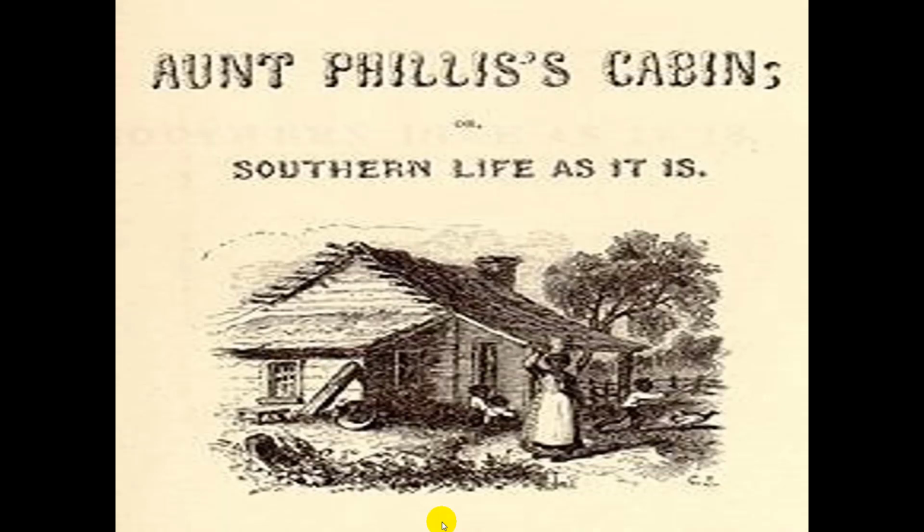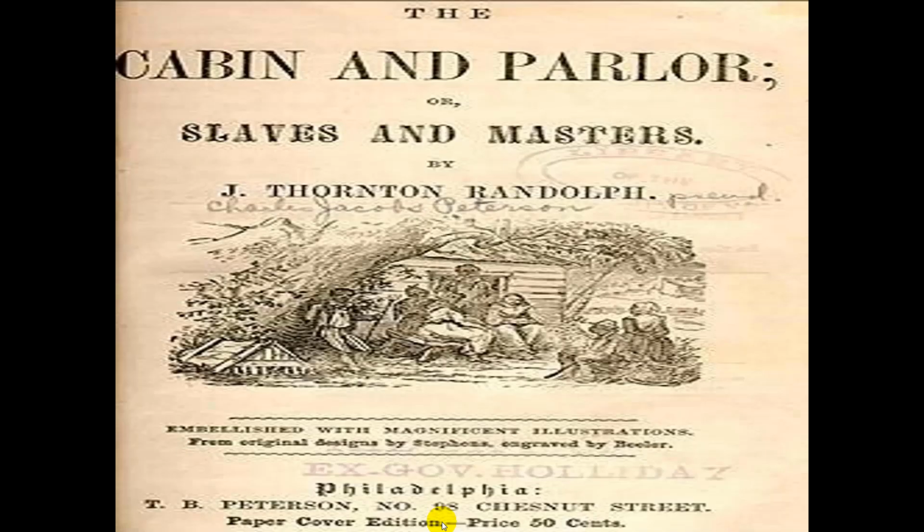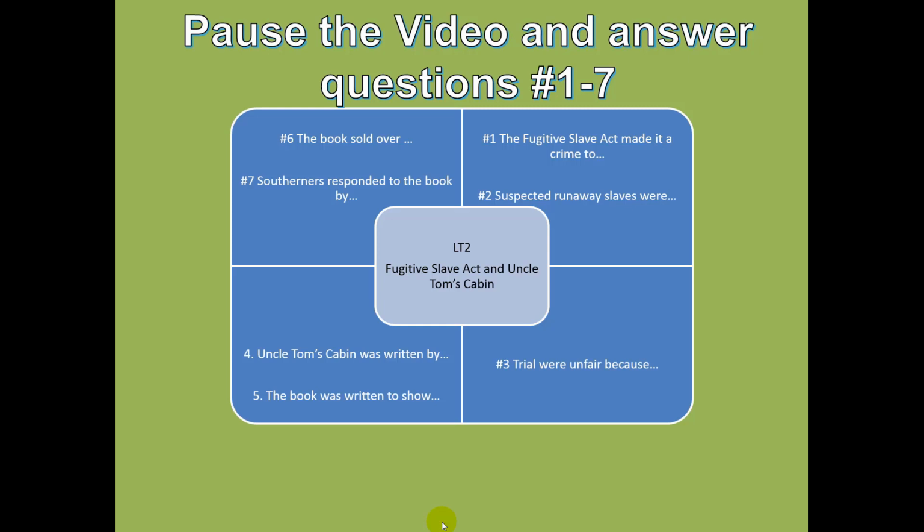And then here are responses from Southerners. We have Aunt Phyllis's Cabin, Southern Life As It Is. And you can see this slave who's dressed really nice, and this kind master and his wife looking down upon him. And then these slaves are dancing and happy and joyful. Everything looks great. And then we have The Cabin and Parlor, or Slaves and Masters, and talk about how loving the masters are. So these are all responses of the Southerners to Uncle Tom's Cabin.